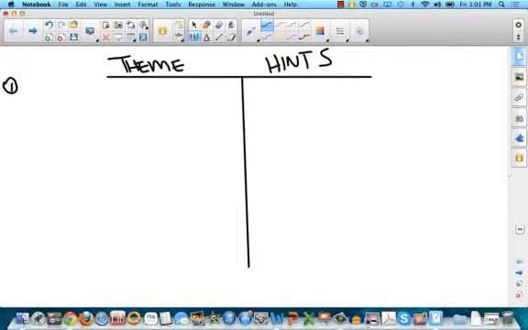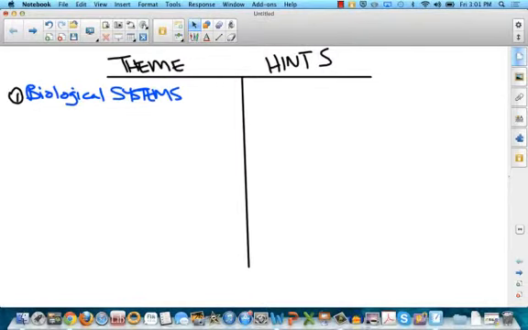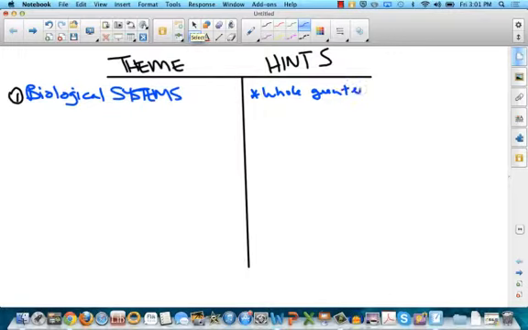And so our first theme, it gets a little awkward over there with the smart board, doesn't it? We'll bring that down here. All right, so our first theme is biological systems, okay? We know biological is in reference to living, but it's the system idea that's more important here, the idea that the whole is greater than the sum of the parts. So your hint here is that the whole is greater than the sum of the parts.